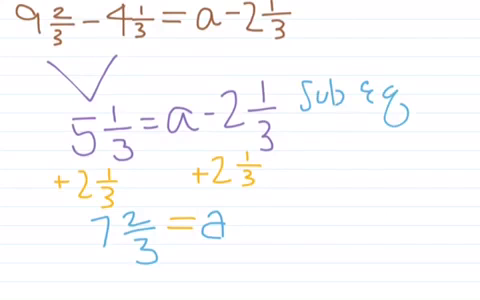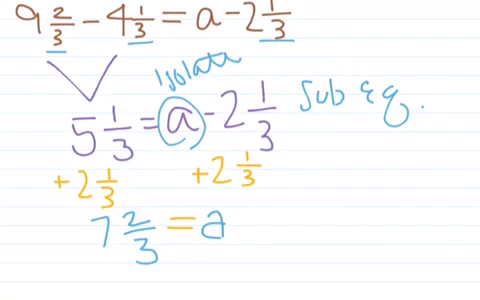So we're going to apply the addition property of equality by adding 2 1/3 to both sides because we want to isolate A, see what that is equal to. Okay. Once we do that, we get 7 2/3 equals A. Alrighty. Now this one was pretty simple because they all had the common denominators.